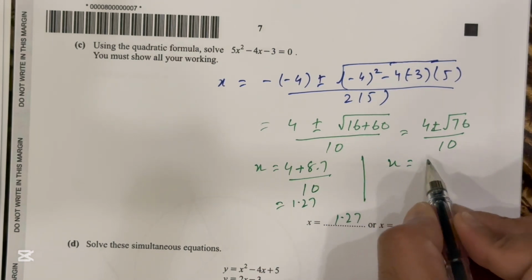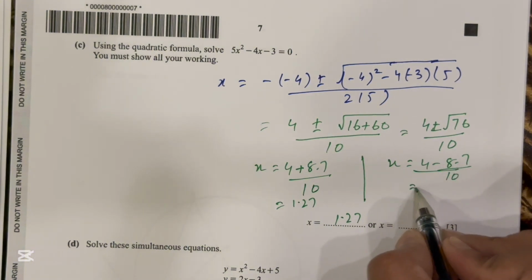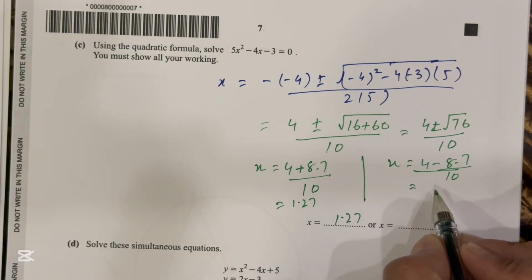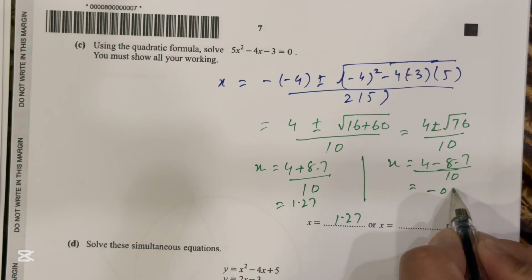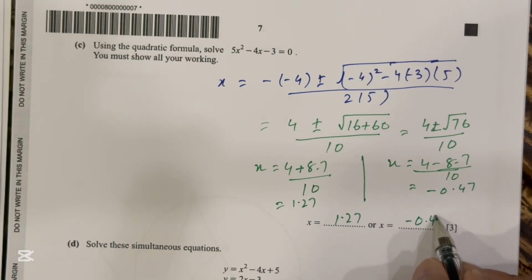And if you subtract it, 4 minus 8.7 divided by 10, you get the answer that is equal to minus 0.47. So this is your final answer of these two parts.